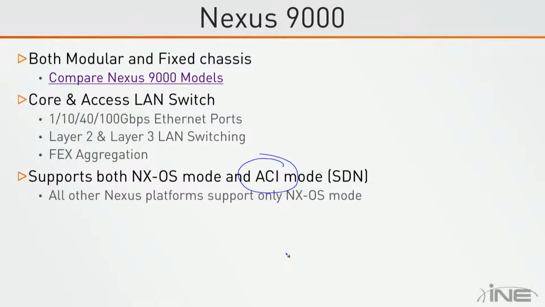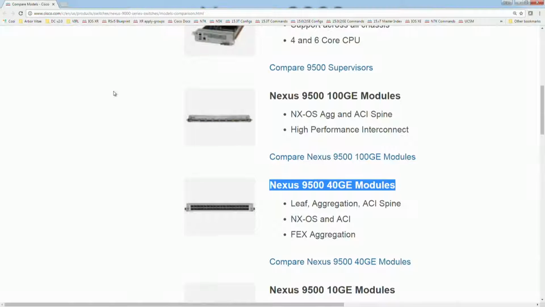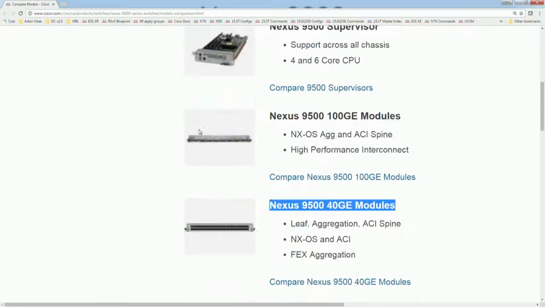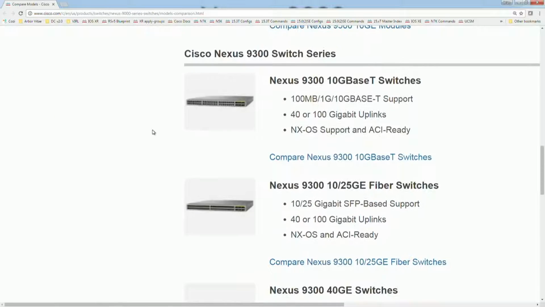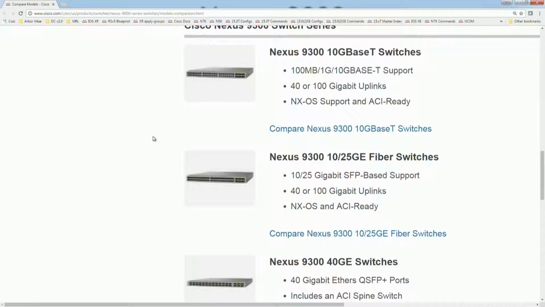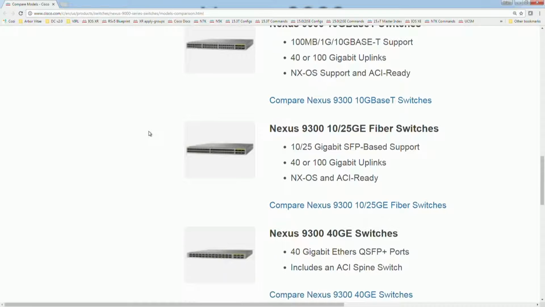But like I mentioned here, specifically within the platform lines, there's going to be two different variations of the Nexus 9Ks. So we have the 9500s, which are going to be the modular chassis, and then we have the 9300s and the 9200s, which are going to be the fixed switches. So in our particular case, we're going to be looking at the 40 gig E variations of the 9300s. This is going to be the ACI spine.